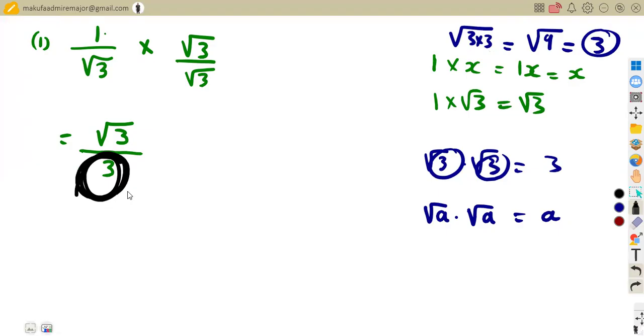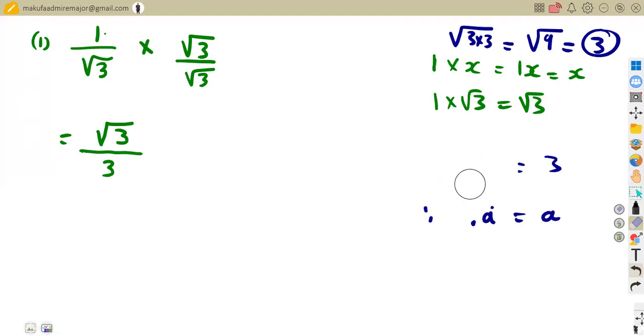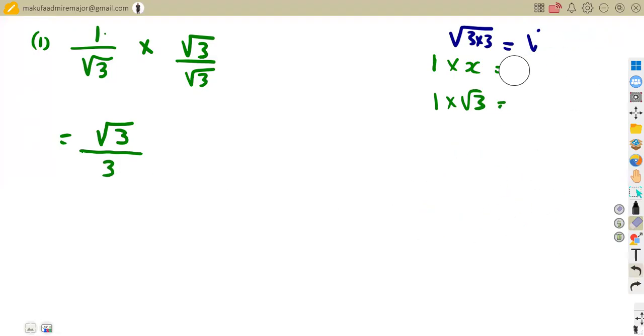If we check our denominator now, it's a 3. 3 is a whole number. 3 is the same as 3 over 1, which is a rational number. Remember, a rational number can be written as a fraction, a over b. So that is to rationalize the denominator. We are supposed to have this as a rational term. So you simply multiply by what you have in the denominator.